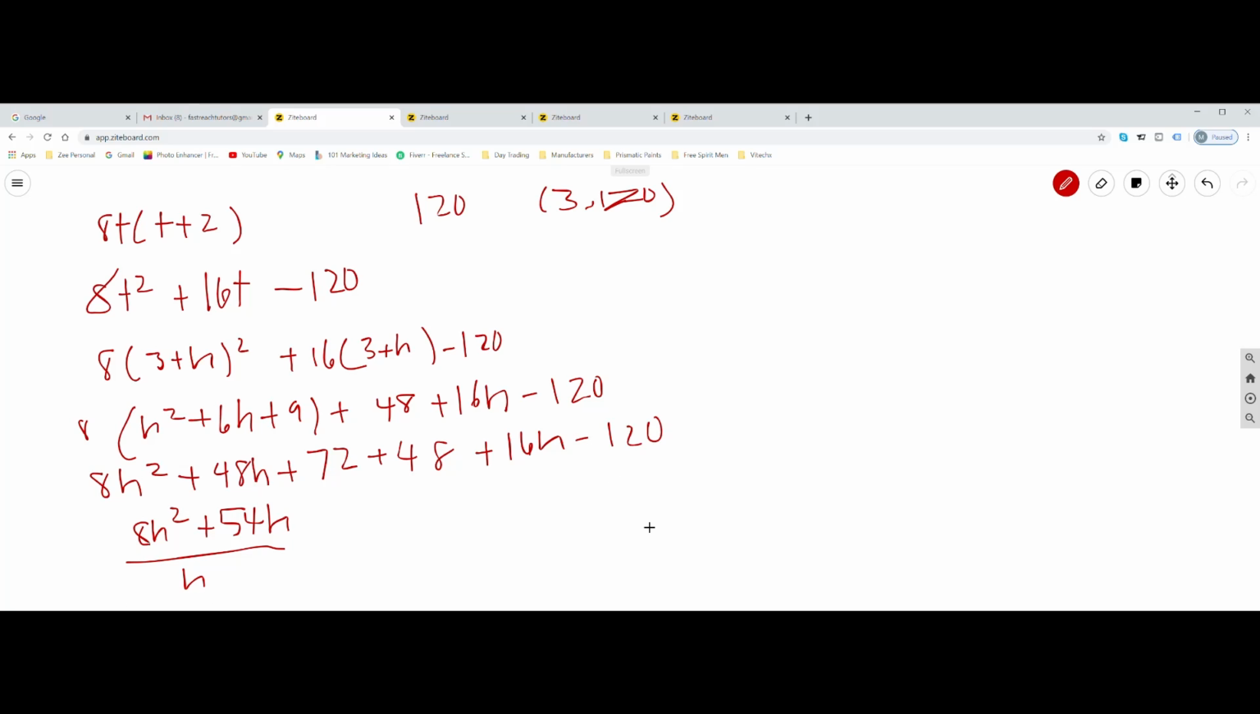Sorry, 48 plus 16 is 64. So you factor out h, and you're left with 8h plus 64 over h. H is canceled. You're left with 8h plus 64. And when you substitute h as 0, you're left with 64. So the instantaneous velocity at point 3 is equal to 64 meters per second squared.